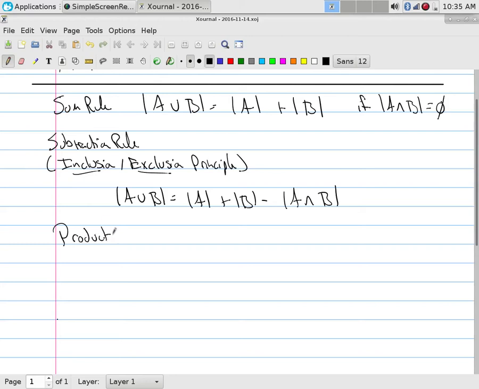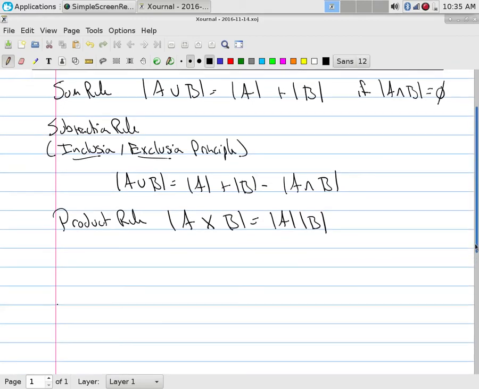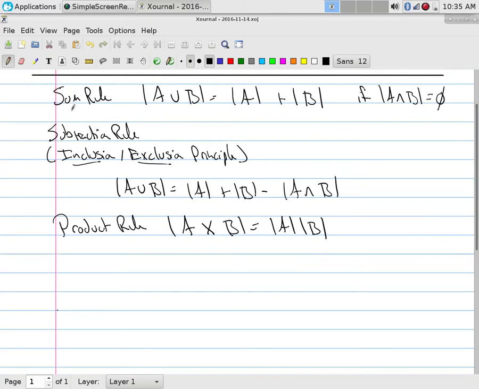After that, we had the product rule, which was looking at, I need to do something and something, and so that's just the cardinality of A times the cardinality of B. What is the key word for the sum rule? What word should you be looking for if you should be thinking of the sum rule? When you do a task, what word would show up? Or for the product rule? And.